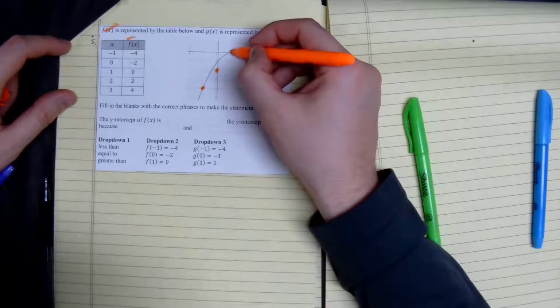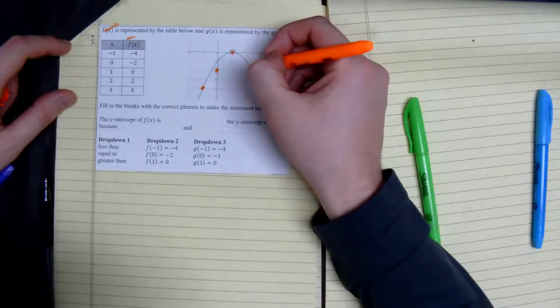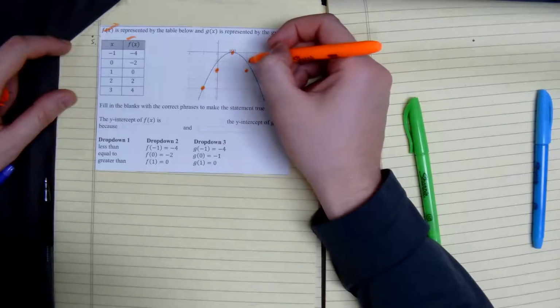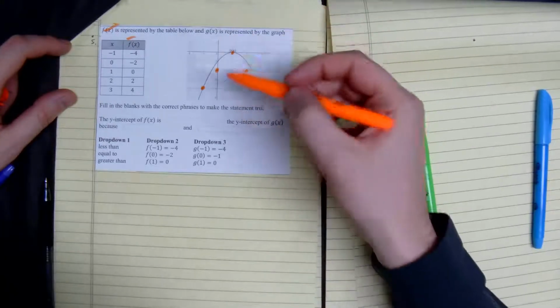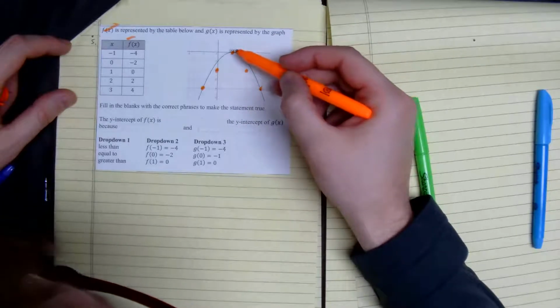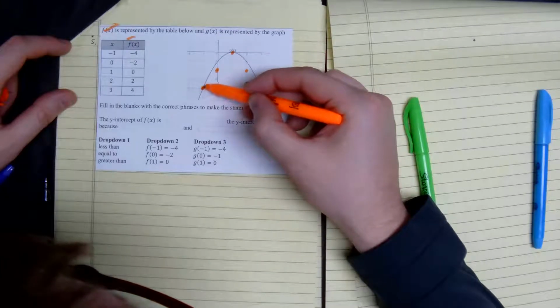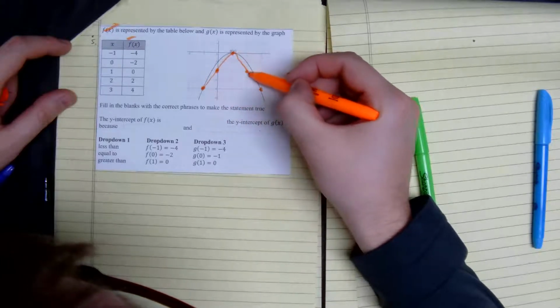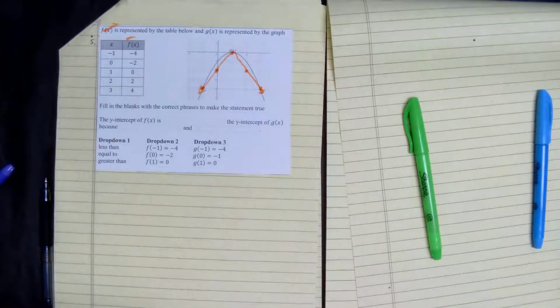Then we have 1, 0. Then we have 2, 2. Then we have 3, 4. I'm going to assume it's a parabola. I'm just going to assume. It's fine though. It could be absolute value.